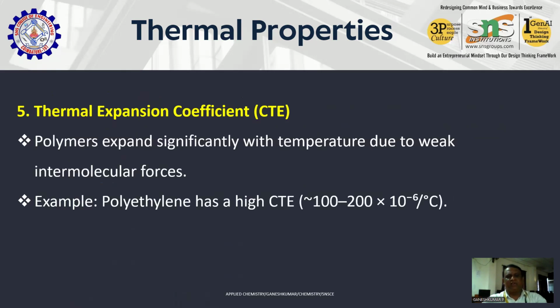Then the thermal expansion coefficient. It is familiar for metals, no? When you heat a metal, it will expand. Most materials expand when heated. What about polymers? Polymers expand significantly with temperature because they have very weak intermolecular forces. When we heat, it breaks the weak intermolecular forces and the chains move away from one another, and the expansion takes place. For example, polyethylene has a high thermal expansion coefficient, 100 to 200 times 10 to the minus 6 per degree Celsius.